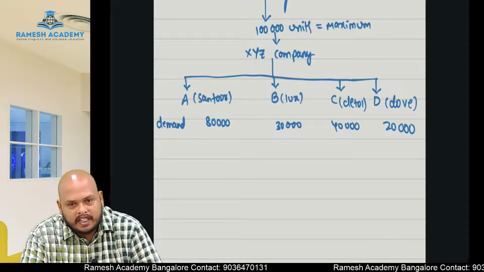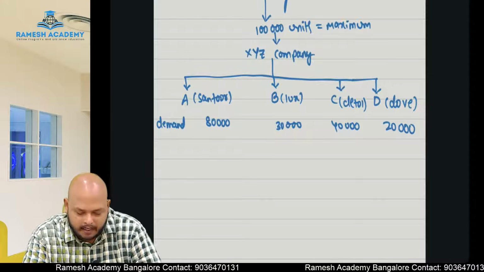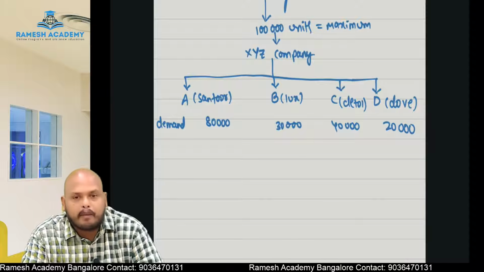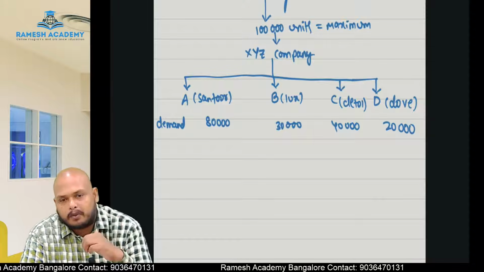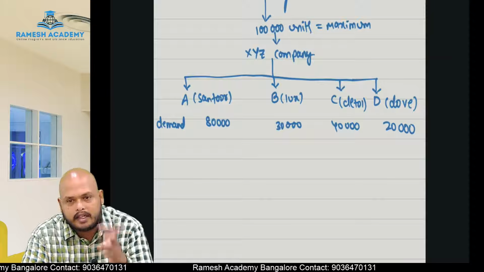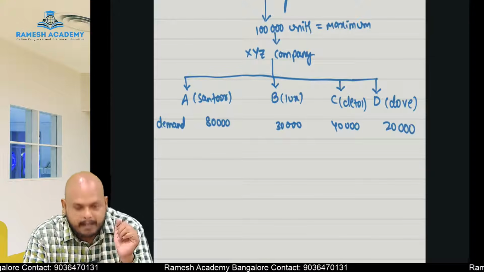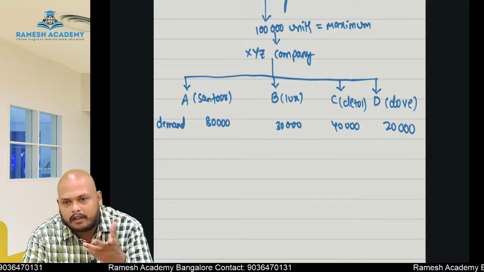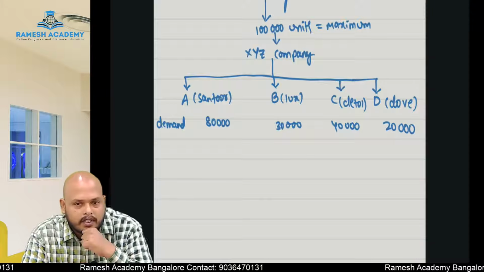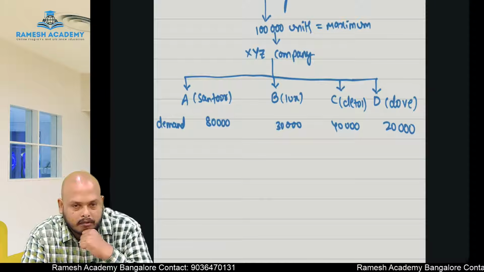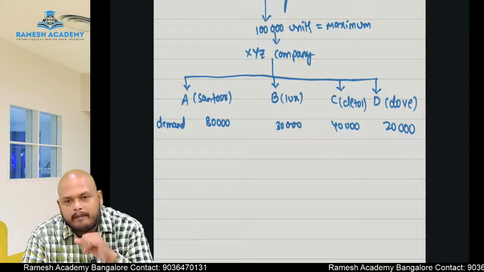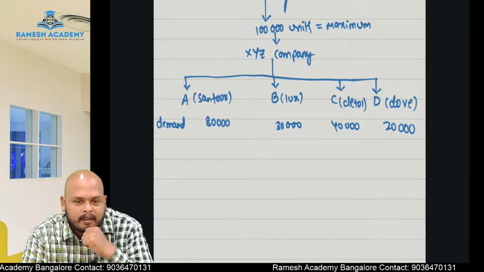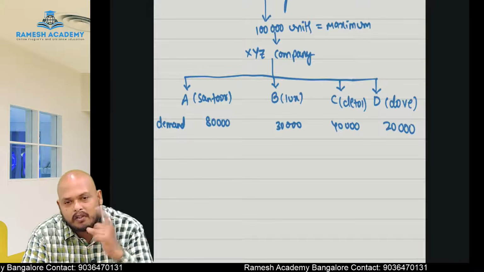So there is one machinery in the company. By using this machinery, maximum how many units can we produce? 1 lakh units. XYZ company is dealing with 4 types of soaps: Santur, Lux, Dettol, Dove. The market demand is Santur 80, Lux 30, Dettol 40, Dove 20. What is the total demand? 1,70,000. But the maximum capacity we can produce here is only 1 lakh.